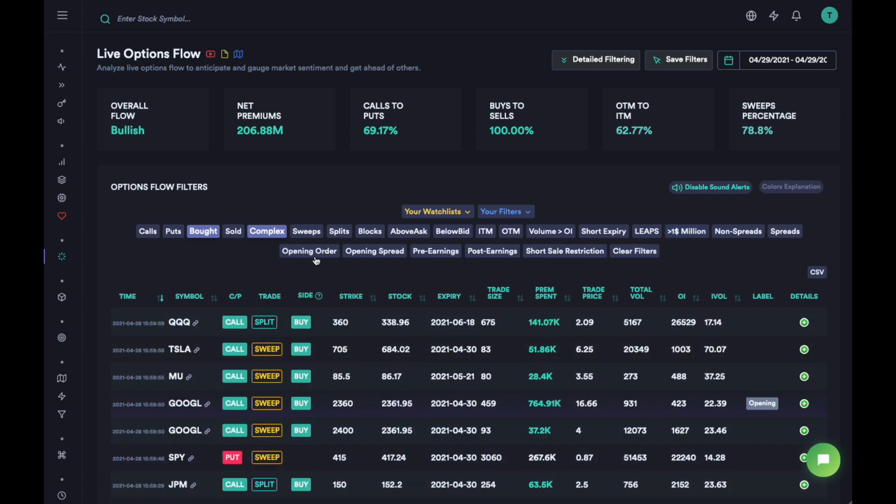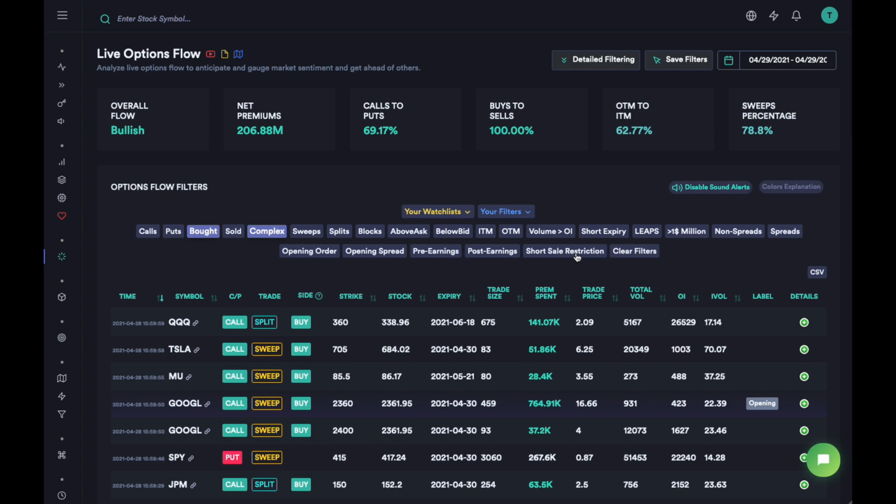Then we have the opening order. This just means that this order was for sure an opening order and not a closing order, and this is not that useful, but some people do use it in their trading. Then we have the pre-earnings, post-earnings filter, and then we have a short sale restriction filter that tells us that these stocks are not allowed to be shorted these days.